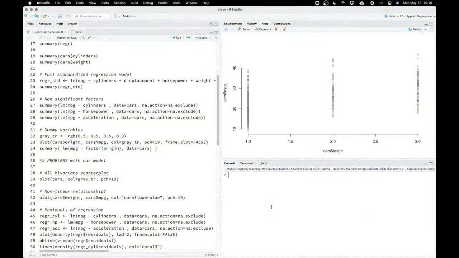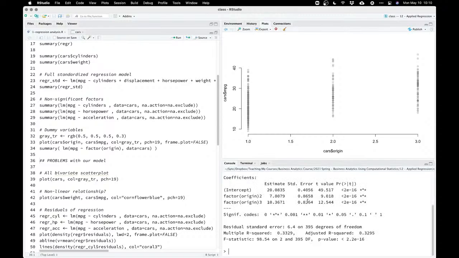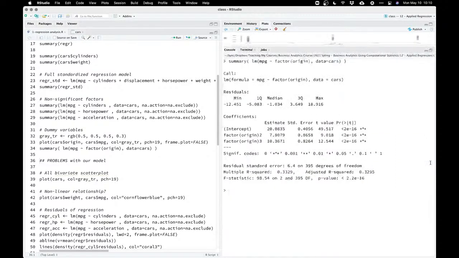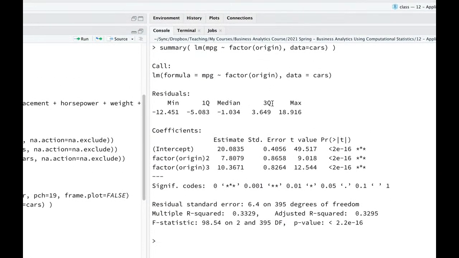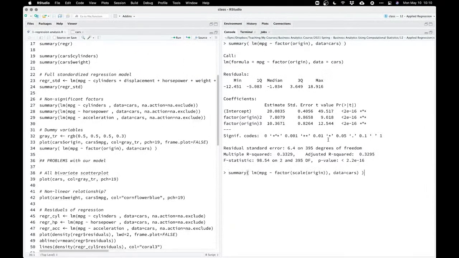You know, I would think it wouldn't make a difference. Let's try it. I'm going to scale the origin. Okay. Well, first, these are the results of the raw regression with factor origin only. Okay. Let's run this again with the scaled origin.